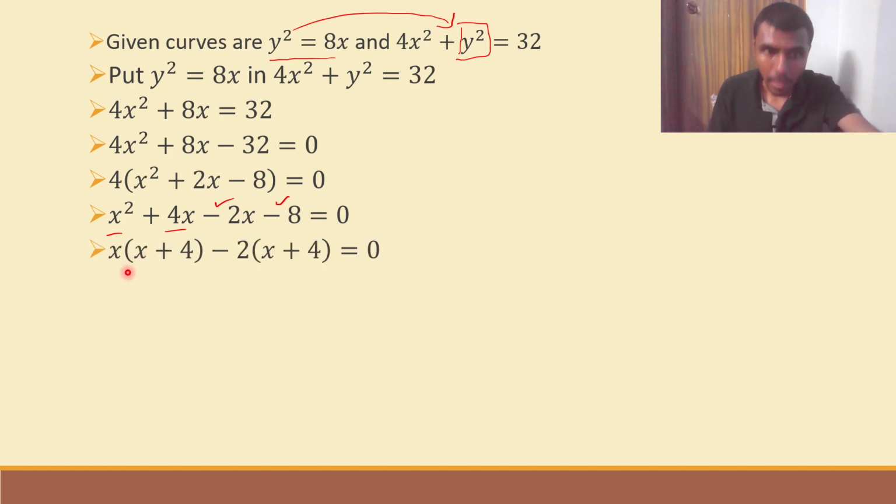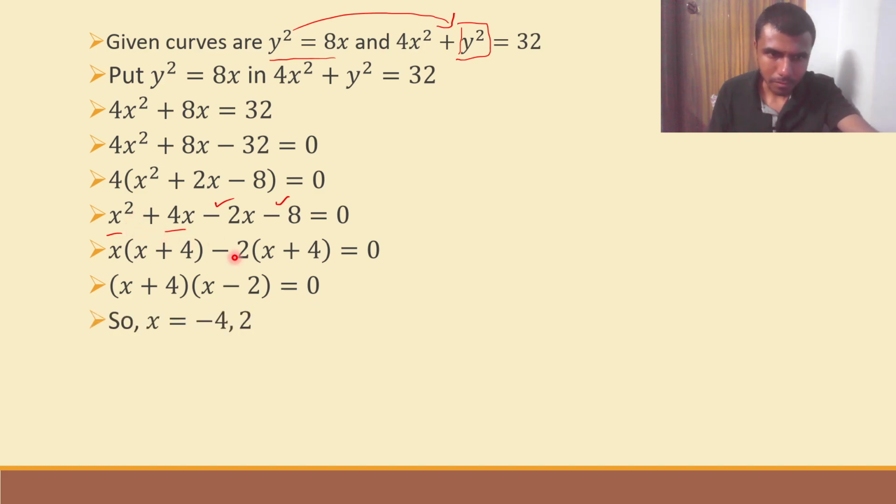If I take x common, I'll get x into x plus 4. Minus 2 if I take common, again I'll get x plus 4, because once minus 2 is taken common, here I am left with just x. And if minus 2 is taken common, then minus 8 is nothing but minus 2 into 4, so plus 4 is remaining. Now in these two terms, x plus 4 we can take common again. If I take x plus 4 common, I get x plus 4 into x minus 2.